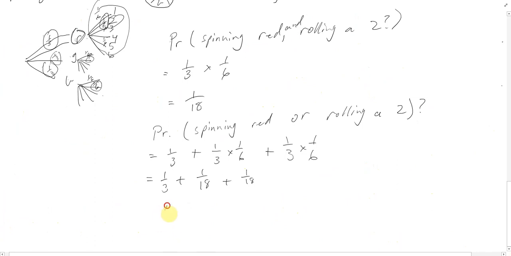So overall that is 1/3 plus 2/18, which is 1/9. So that is 4/9 of spinning red or rolling a 2. So it means you could spin red or you could roll a 2.